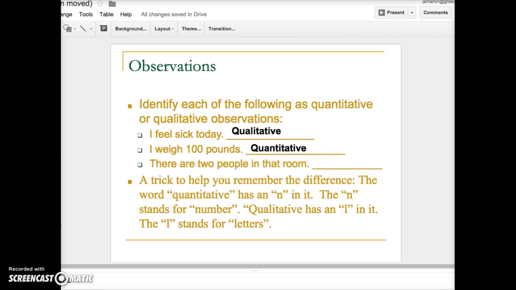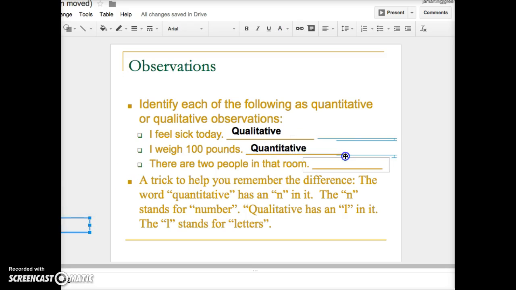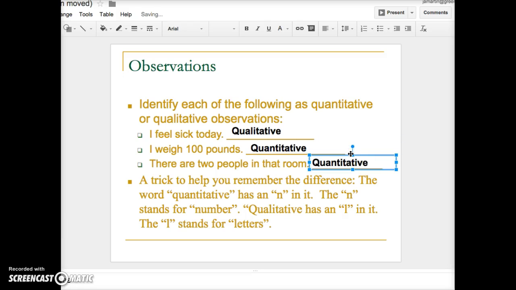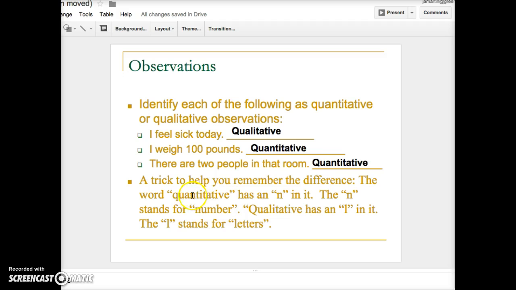So if a number is in the example, it's quantitative. And the last one, there are 2 people in that room. That's right, quantitative. The number 2, 2 people in the room. So a trick to help you remember the difference, the word quantitative has an N in it, and the N stands for number. And you see the N right here? Remember, N stands for number. And qualitative has an L in it. The L stands for letters, meaning there's letters in the observation.